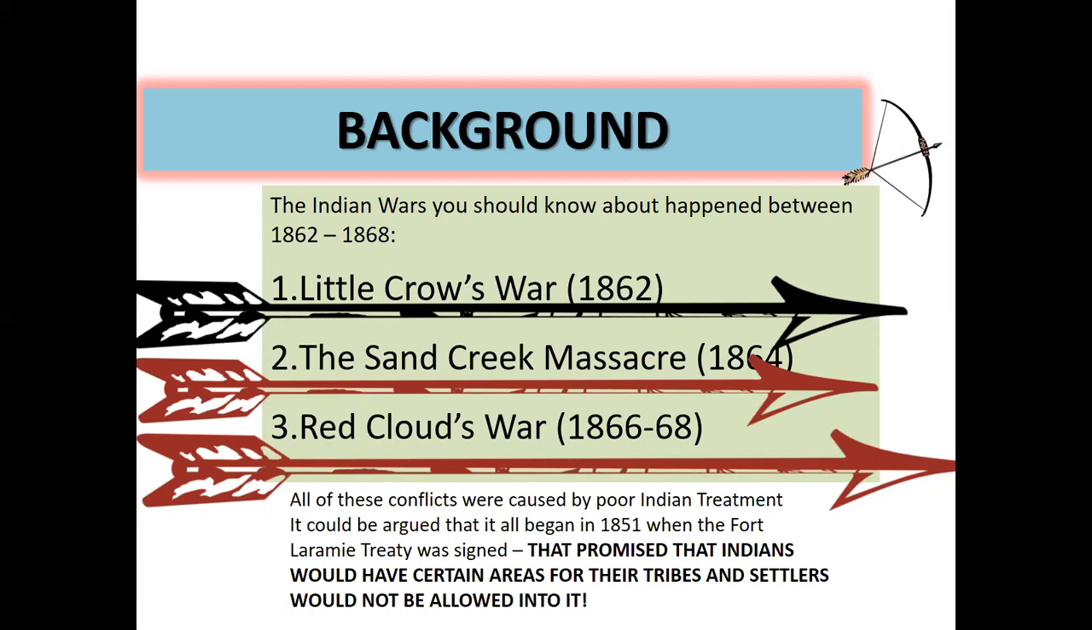So what we're going to do is look at the first two wars, Little Crow's War and the Sand Creek Massacre. We're going to look at the build-up, the causes. We're going to look at the narrative, what actually happened, and then we're going to look at the consequences, the aftermath of the wars.